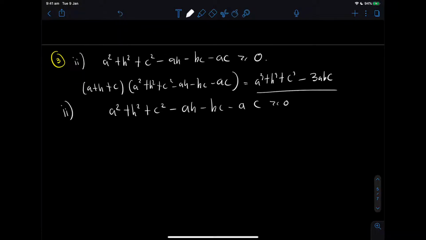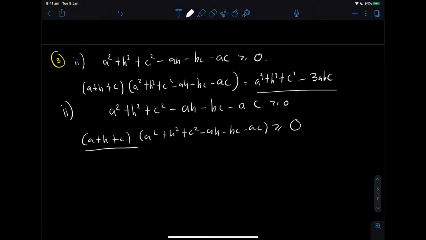And what we're going to do is multiply both sides by this a plus b plus c term. So a plus b plus c times a squared plus b squared plus c squared minus ab minus bc minus ac is greater than or equal to 0 still, because a plus b plus c is all positive, and multiplying by a positive number is not an issue, and anything multiplied by 0 is still 0. Cool.